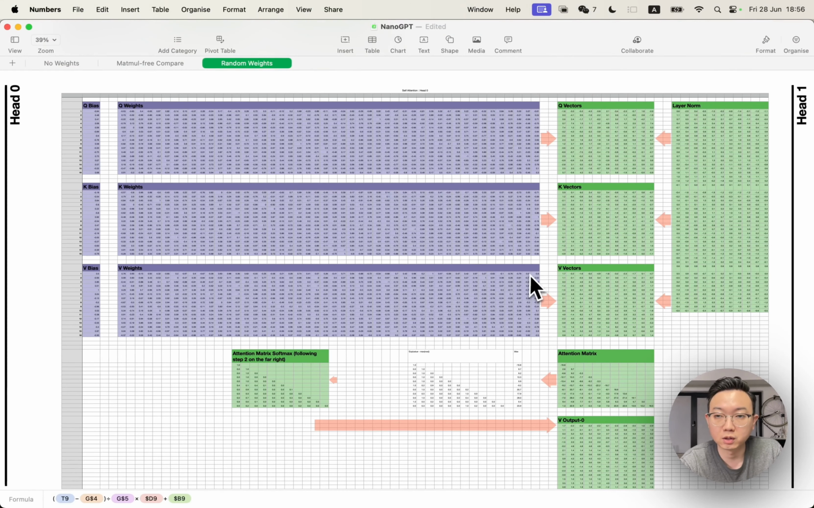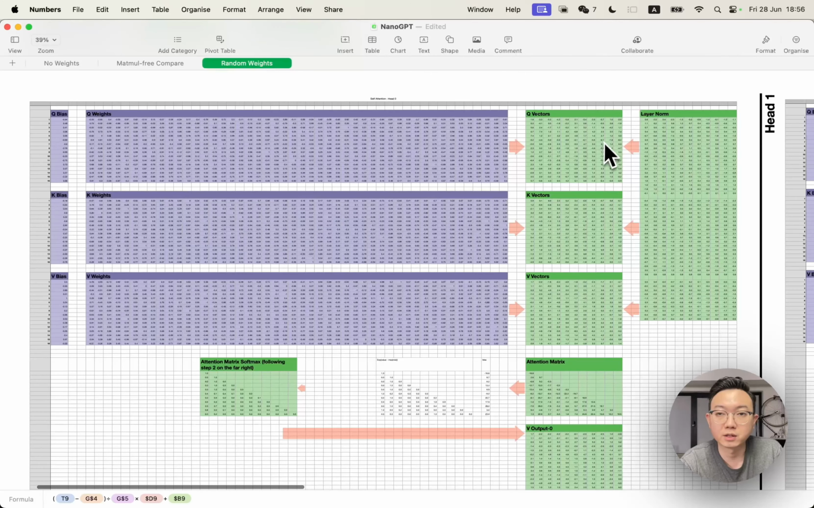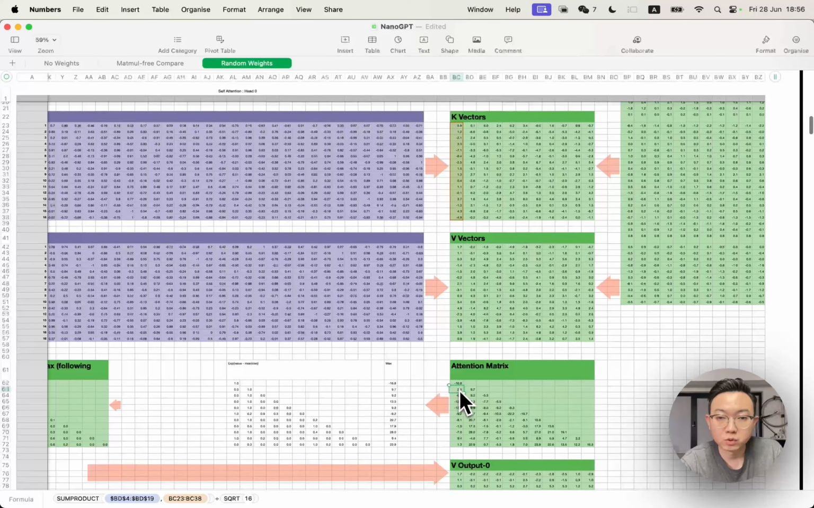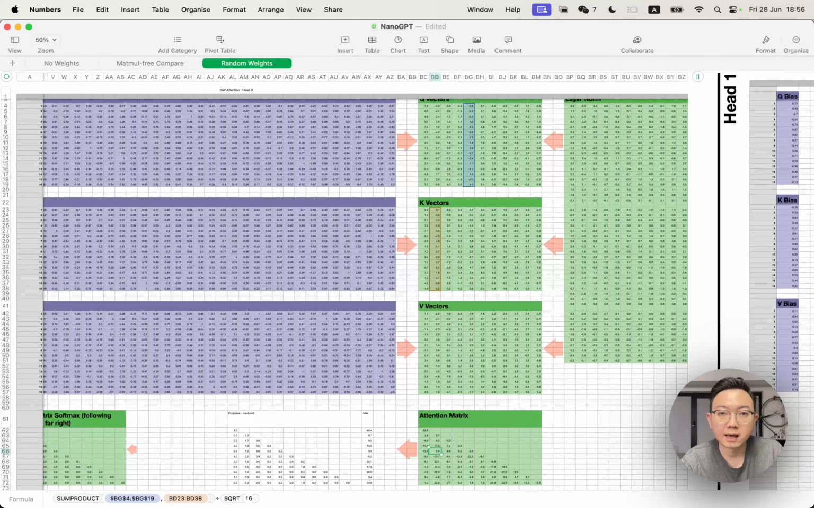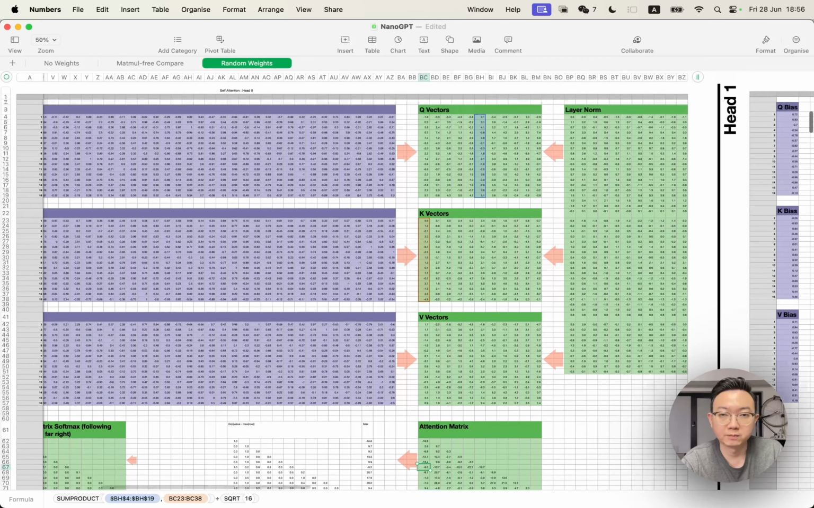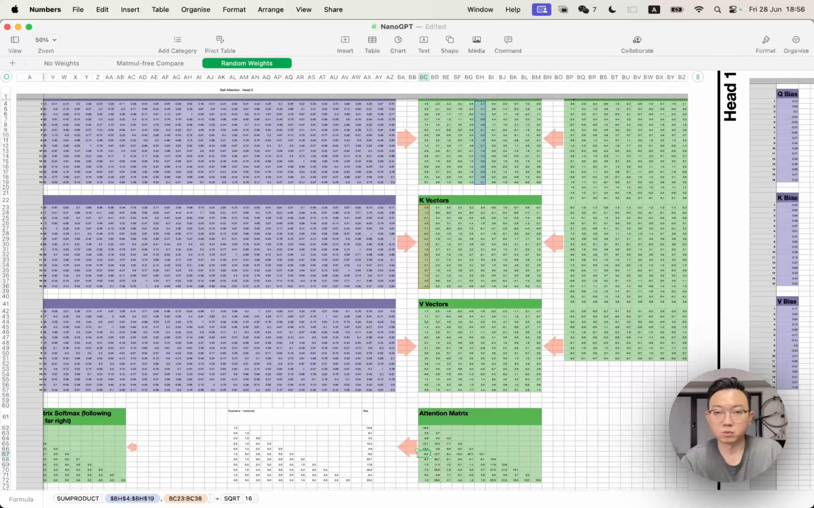If we take a look at the spreadsheet itself by putting your cursor over here, you will notice that it's actually influenced by the K and Q vector, right? The first attention matrix box. And you'll also see that if I'm going downwards, the Q vector is moving in that direction. And if I'm moving to the right on the attention matrix, the K vector is going to move forward.